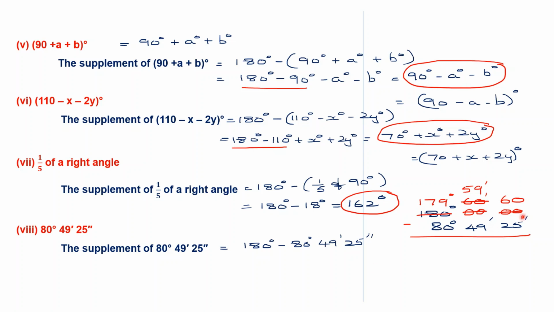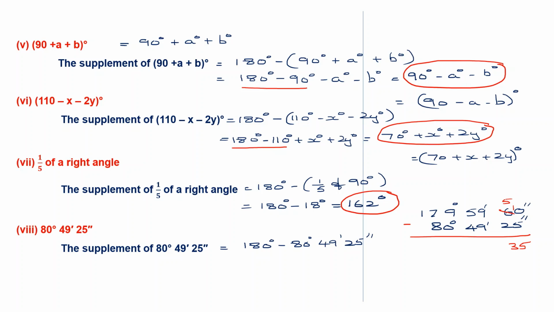So now what do we have? 60 seconds minus 25, 59 minutes minus 49 minutes, 179 degrees minus 80 degrees. So let's rewrite that properly. Now it's clear, isn't it? Now we have the two rows here: 179 degrees, 59 minutes, 60 seconds, and we subtract the second row from it. So let's start our subtraction. 0 minus 5 you can't do, so we borrow and make it 10. 10 minus 5 is 5. 5 minus 2 is 3.